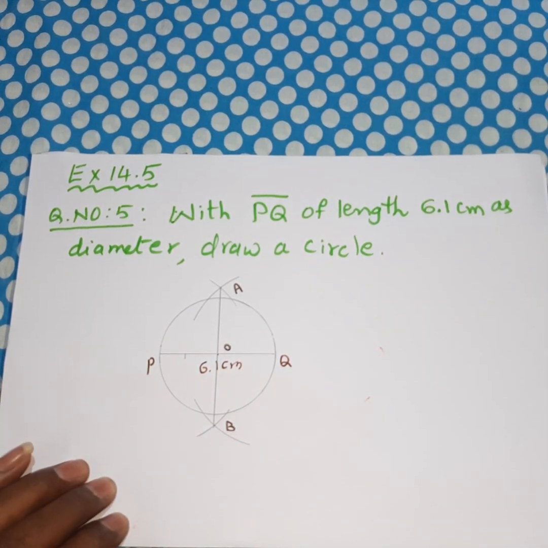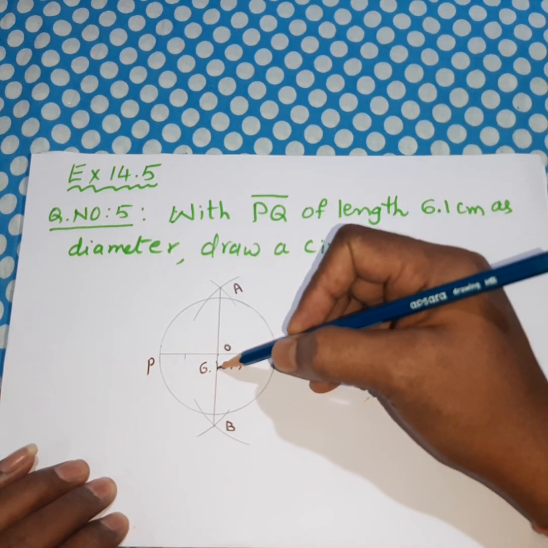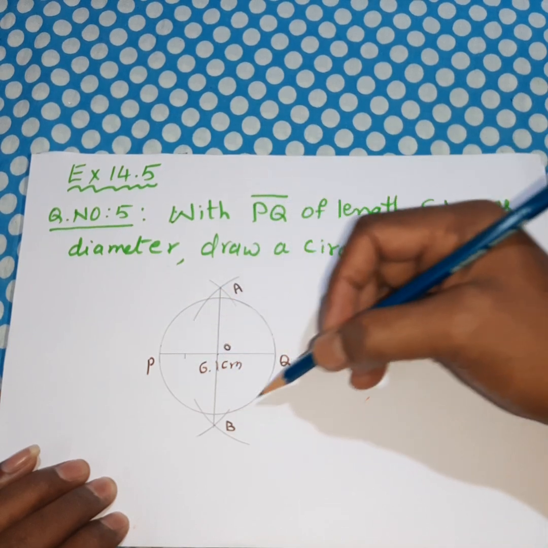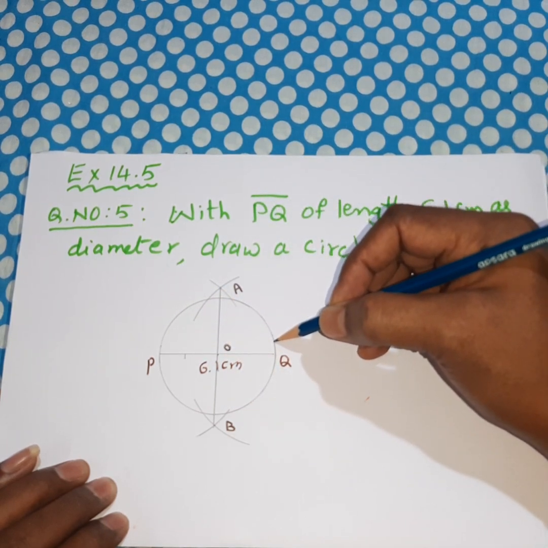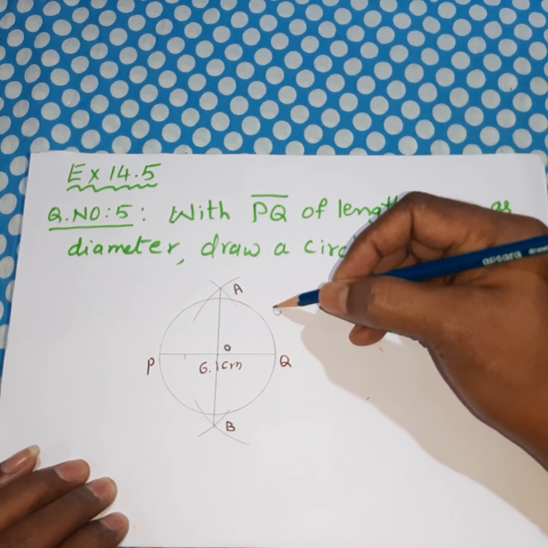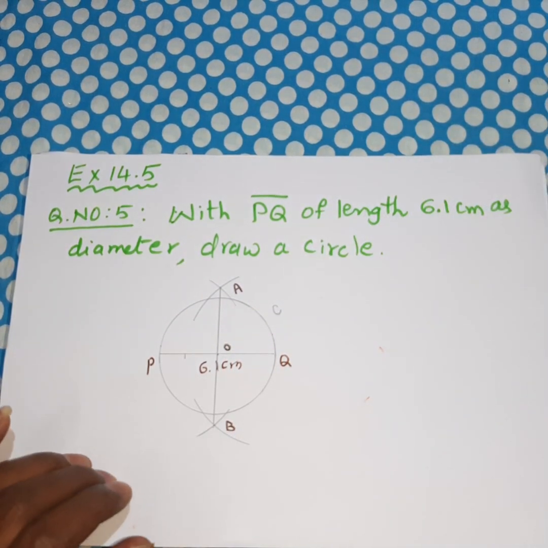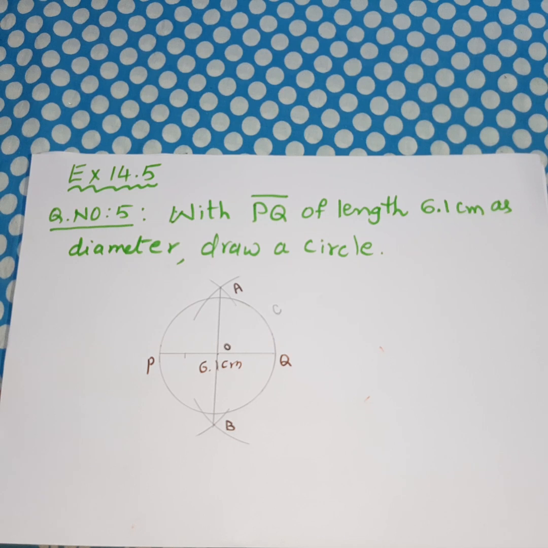So PQ is 6.1 centimeter, right? It is the diameter of the circle C with center O. Center is the O. So this is the required construction of a circle with a given diameter PQ equal to 6.1 centimeter.